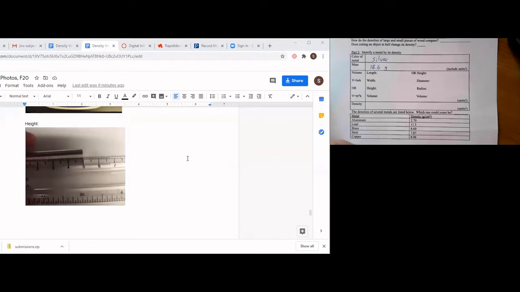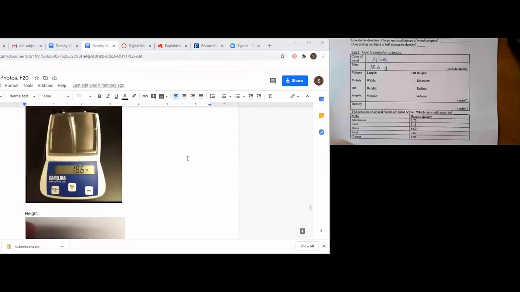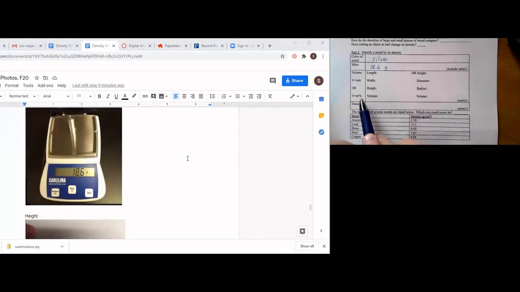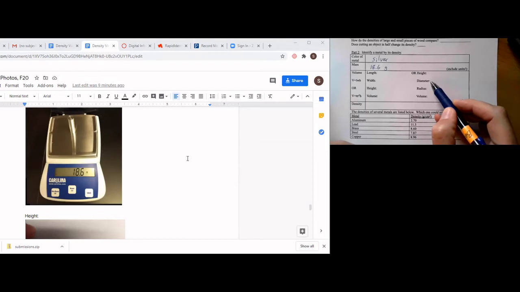Now we need to measure the height of this cylinder. We need to find the volume, and we can either do length times width times height if it was a rectangle, but it's not. It's a cylinder. So instead we need to use volume equals pi times r squared times the height. So we'll need to record the height and the diameter. Then we'll need to convert the diameter to the radius, and then we can calculate the volume.